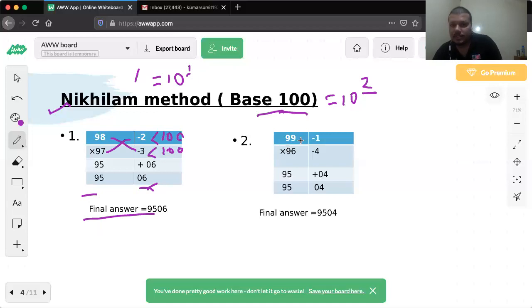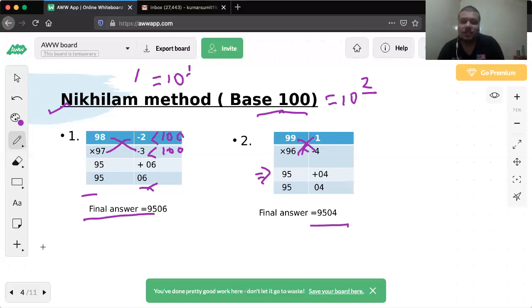98 into 96. 98 is 2 less than 100, 96 is 4 less than 100. Minus 2 into minus 4 is what, guys? Plus 08. Again, on the LHS, 98 minus 4 is 94, 96 minus 2 is 94. On the LHS we have 94, on the RHS we have 08. In the final step, you merge the LHS and RHS, and the final answer is 9408. That easy, guys. Fun, right?